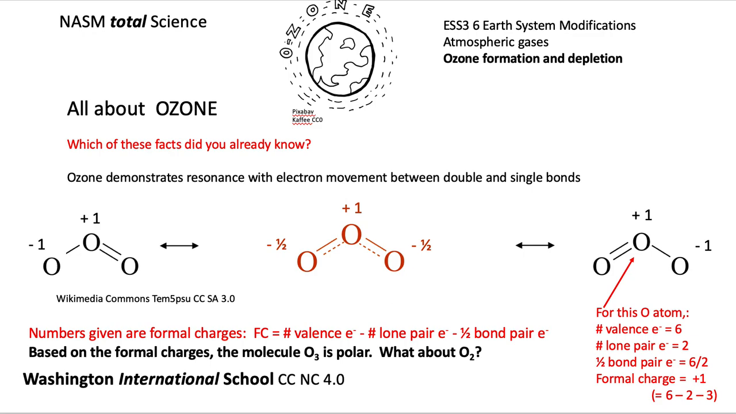And here we're looking at formal charge. For each atom, you're looking at the number of valence electrons, subtracting the number of lone pair electrons, and subtracting half the bonding pair electrons. So you end up with a formal charge, which is in essence looking at the polarity of the molecule. So O3 is polar. What about oxygen? Work out the formal charge on an oxygen atom in O2. Pause to do that.